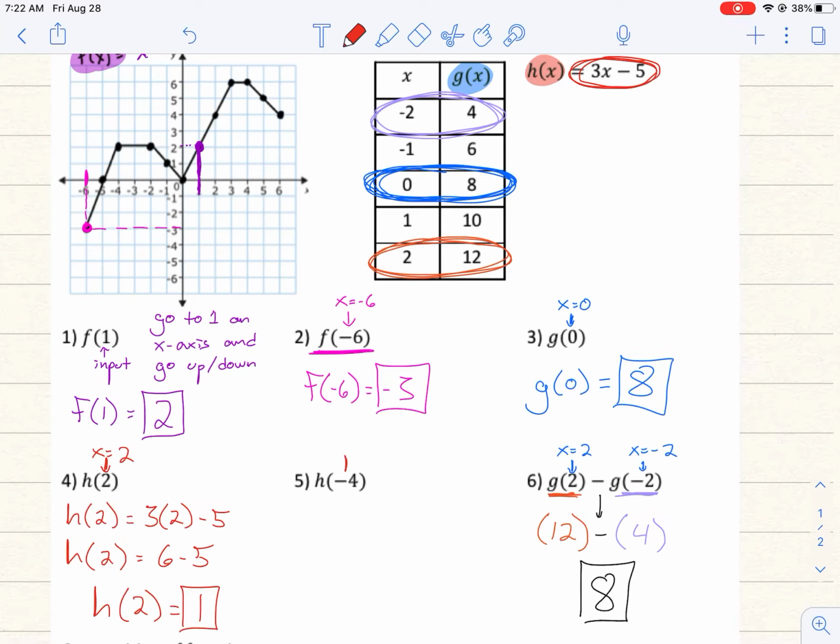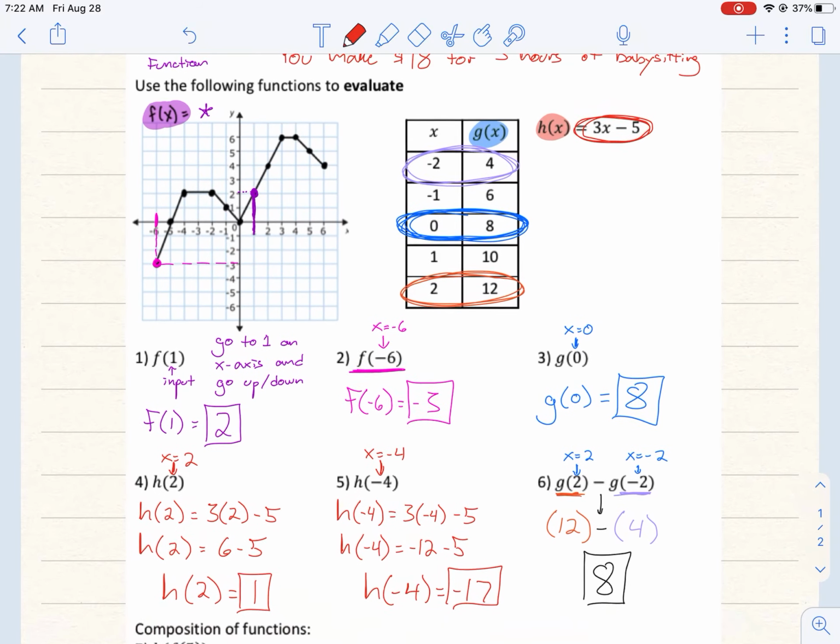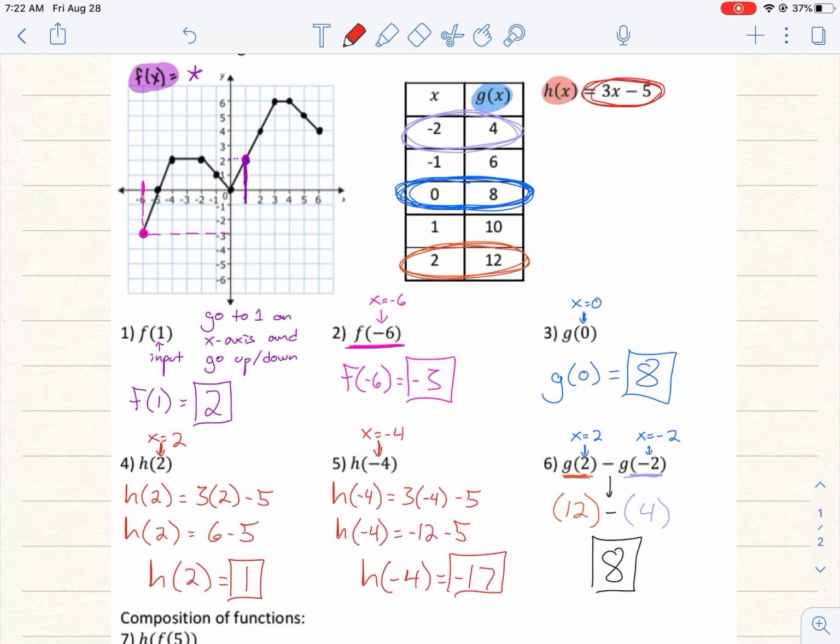Let's do that again. h of -4, when x is equal to -4. So plug it in for the x in 3x minus 5. h of -4 is equal to 3 times -4 minus 5. So that is -12 minus 5. So h of -4 equals -17. This is how you evaluate using all of these different types of functions.